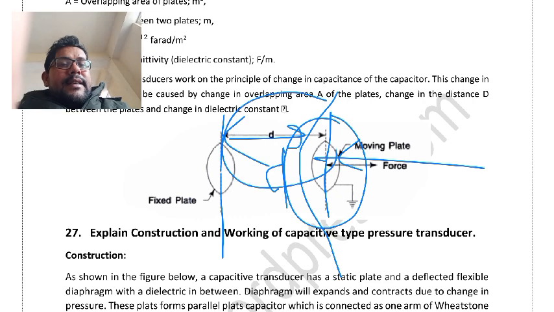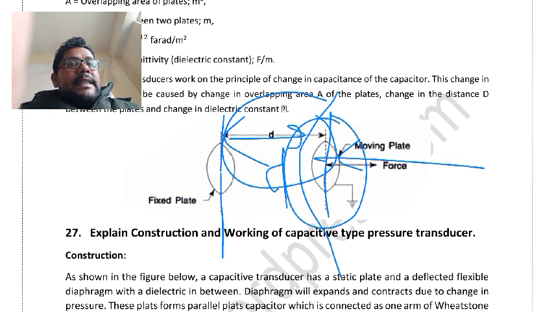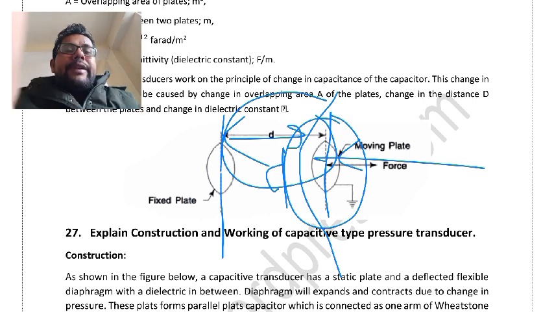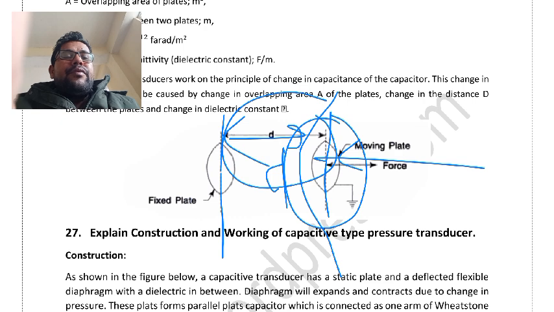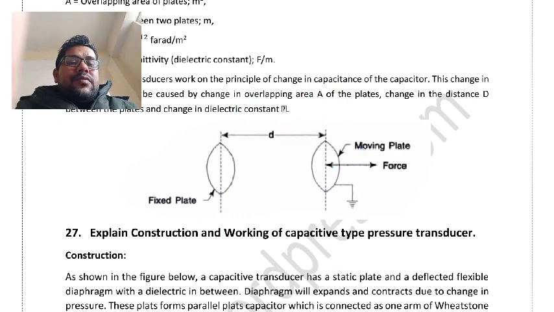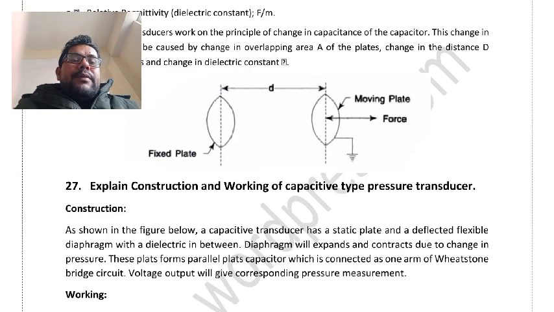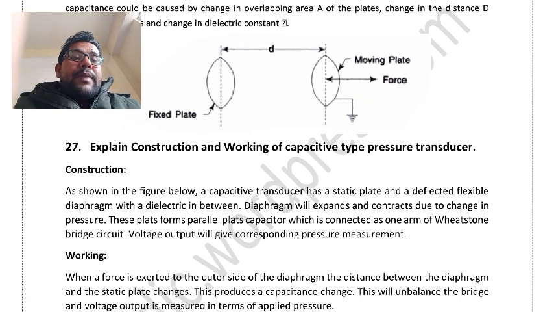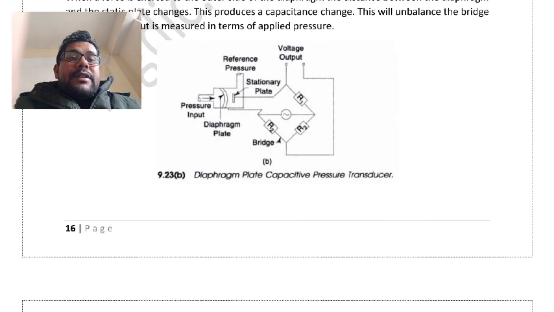Because the distance is going to reduce while the overlapping area may stay fixed, the capacitance has changed. That change in capacitance we can calibrate in terms of the pressure applied. So this is the principle, the construction and working of how capacitor transducers work.